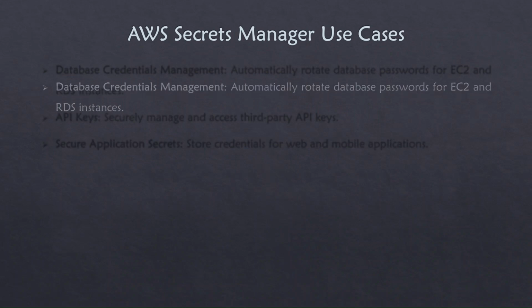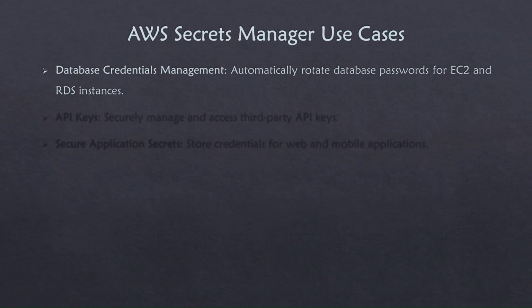So the first use case we have is database credential management. It simplifies the management of database credentials, especially for Amazon EC2 RDS instances. It allows for automatic rotation of database passwords, reducing the risk of exposure and ensuring that the application always uses the most up-to-date credentials. This is particularly helpful in dynamic environments where credentials need to change frequently.